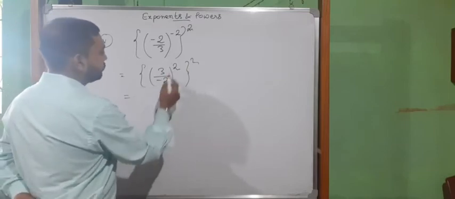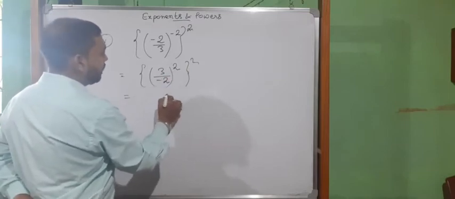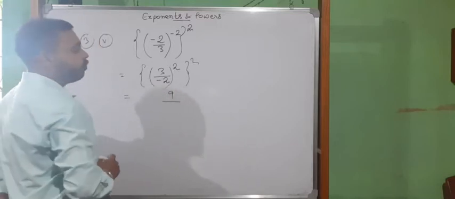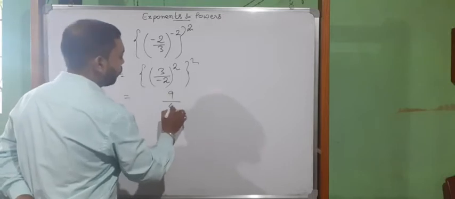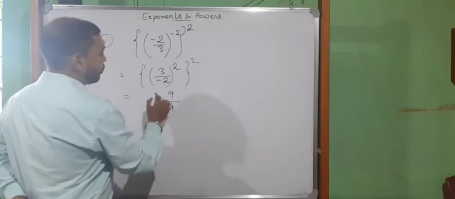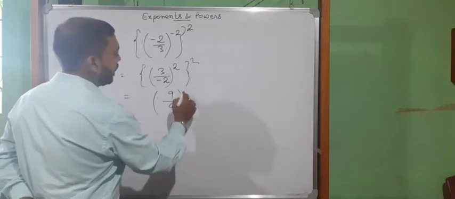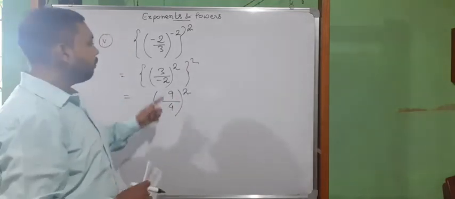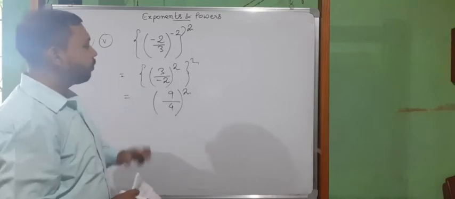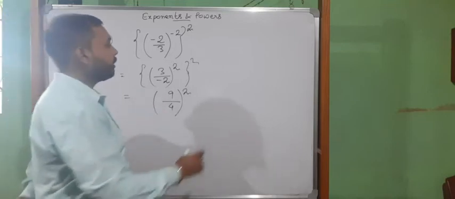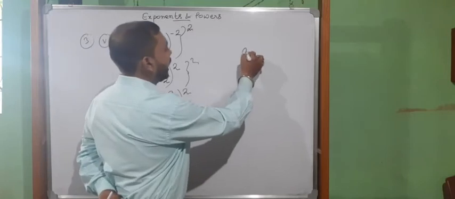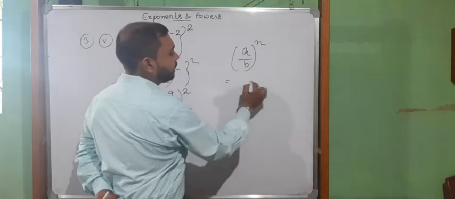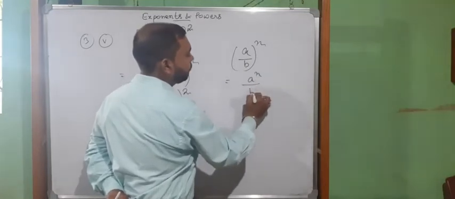It will become 3 square, that is 9, and minus 2 square, it will become 4. Okay. So again raised to the power 2. So now my question is how I have written here 9 by 4. Okay. So there is a rule, I think you can remember, it is a divided by b whole to the power n. So the rule was like this, a to the power n divided by b to the power n.